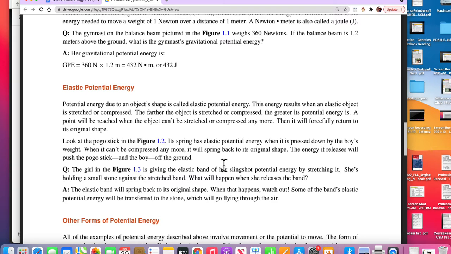Potential energy due to the object's shape is elastic potential energy. The energy results when an elastic object is stretched or compressed. The farther the object is stretched or compressed, the greater the potential energy is. A point will be reached when the object can't be stretched or compressed anymore. Then it'll be forcefully returned to its original shape. Look at the pogo stick in 1.2.